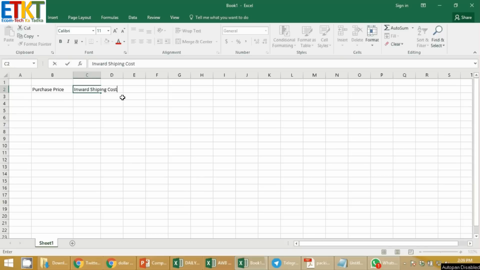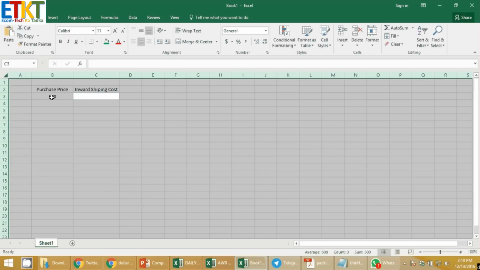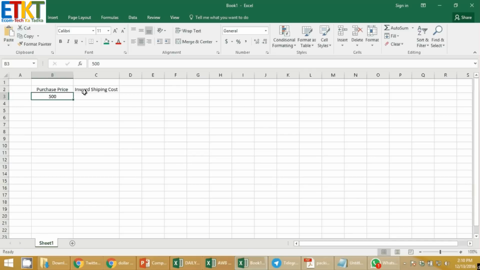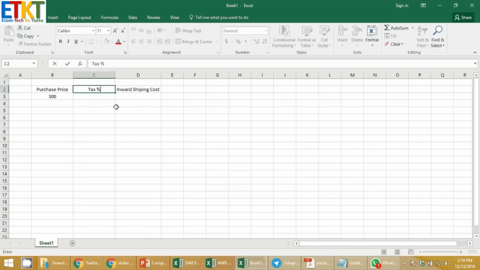Now what is the inward shipping cost, guys? The cost that is involved while you're trying to procure the material from the vendor, the distributor, or the super stockist. Now let's say I have got this product for 500. Now remember guys that whether this 500 is with or without tax has to be clarified. So this 500 is including tax. Now what is the tax percentage that I'm paying here? The tax percentage is 15%.